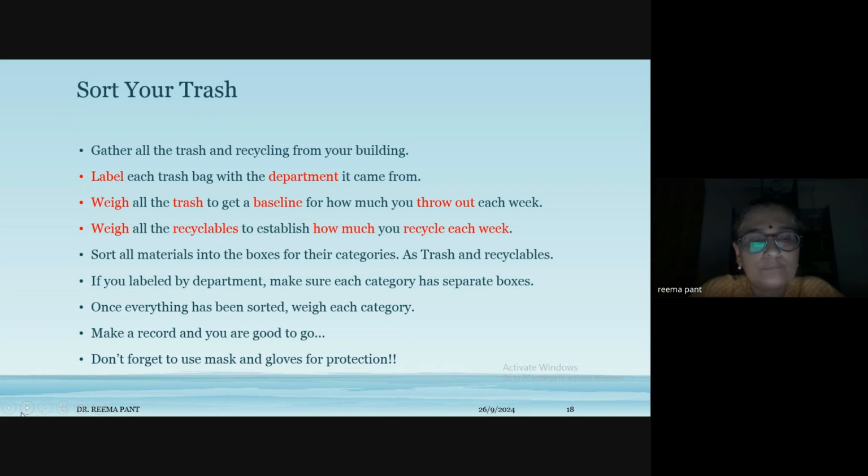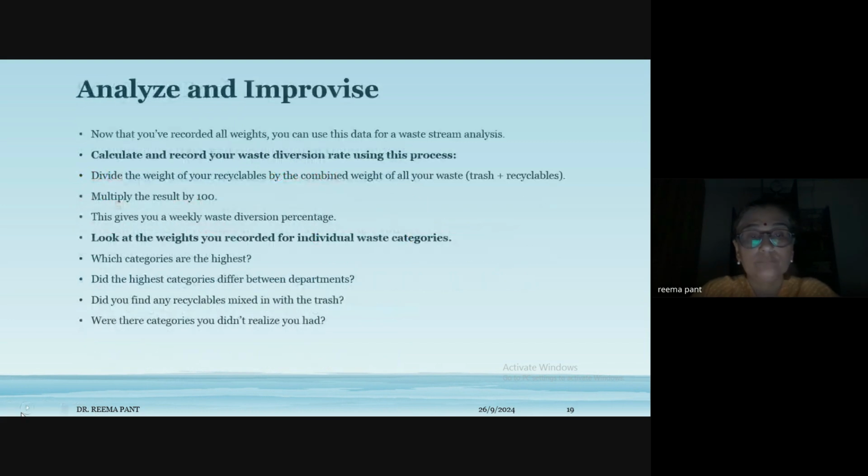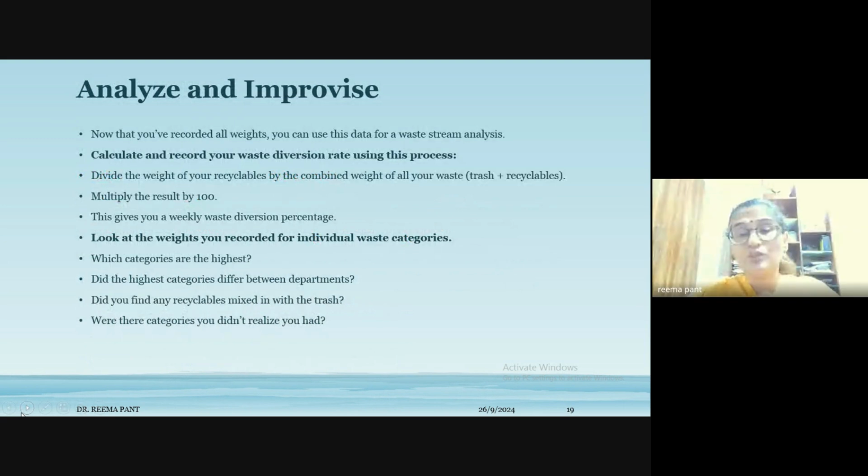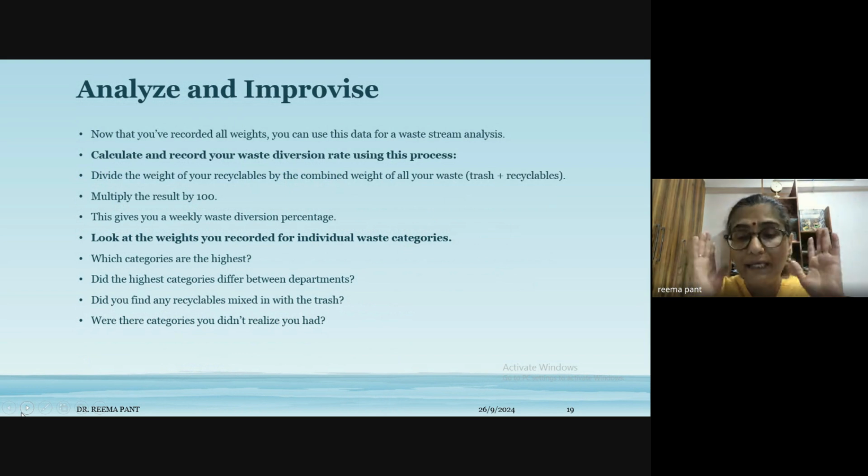Next, please. And yes, before this, I am sure you read the last line, that you must use your gloves and your masks while you are doing all these things, because we do not know what kind of trash is going to come out. Anyways, it's always a safer practice.